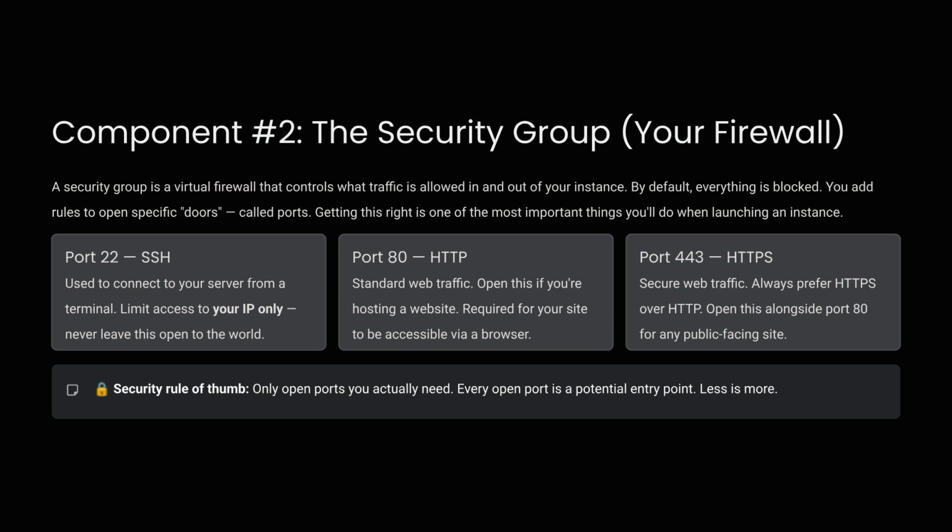The security group is your virtual firewall. It controls incoming and outgoing traffic through ports. Port 22 for SSH should be limited to your IP only. Ports 80 for HTTP and 443 for HTTPS are needed for public websites. The golden rule is to only open ports you actually need.